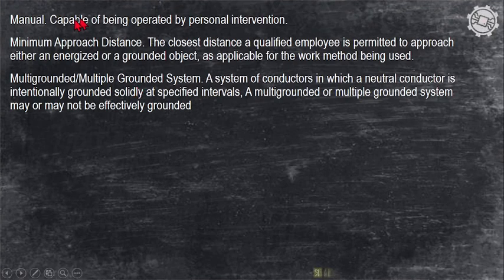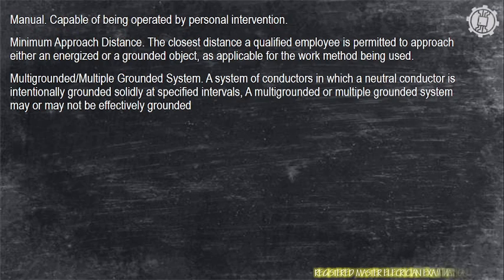Okay. Ito kaya, manual: capable of being operated by personal intervention or human interaction. Minimum approach distance: the closest distance a qualified employee is permitted to approach either an energized or grounded object, as applicable for the work method being used. Especially if you are working with a high voltage system. So yung mga equipment na yan may safe distance, kung saan pwede kang lumapit.